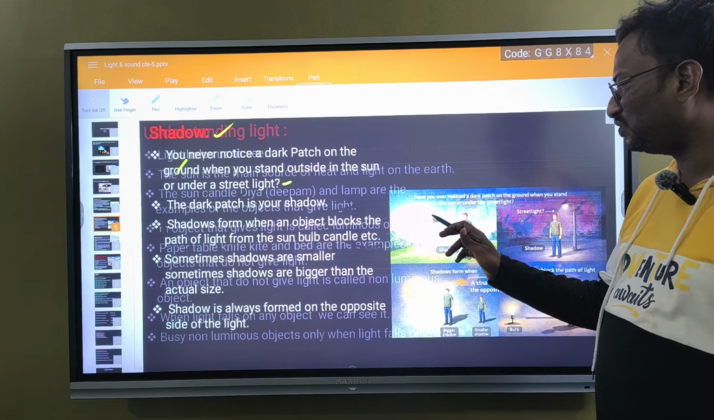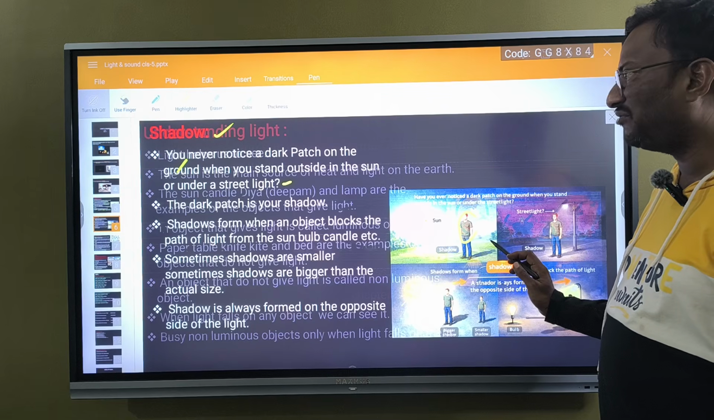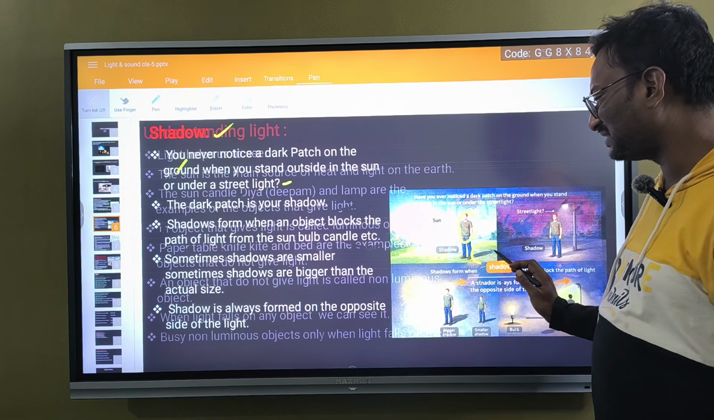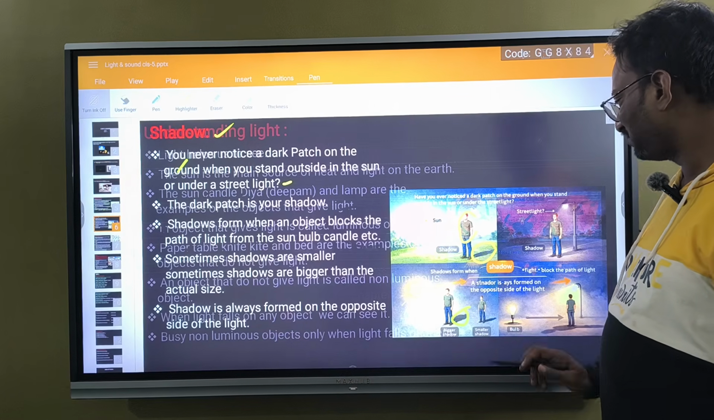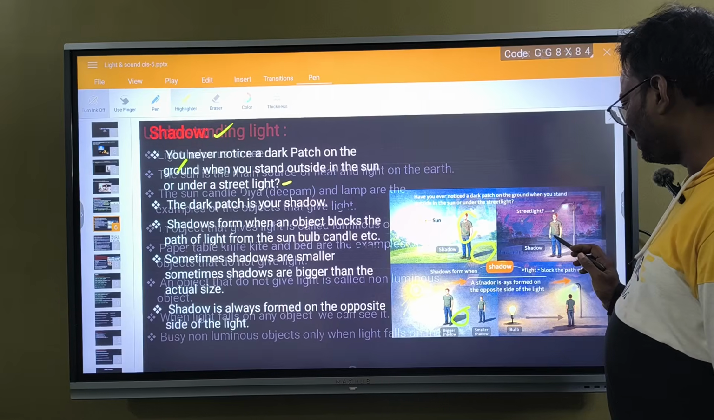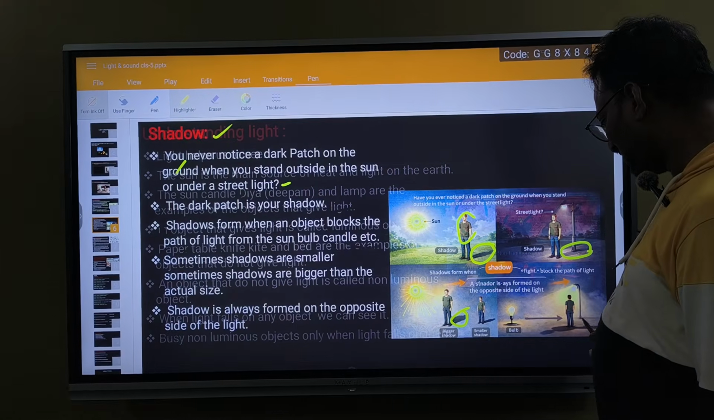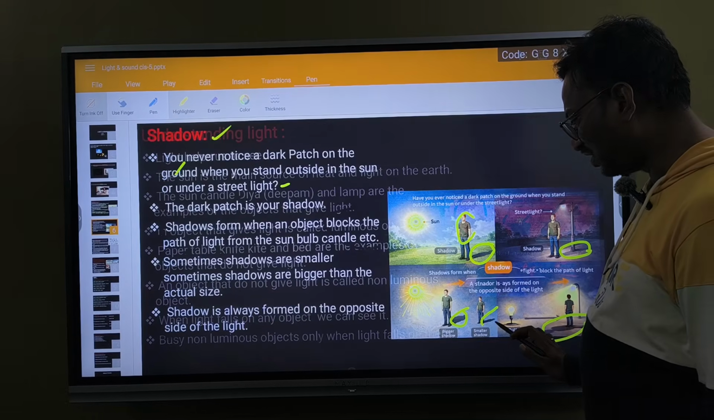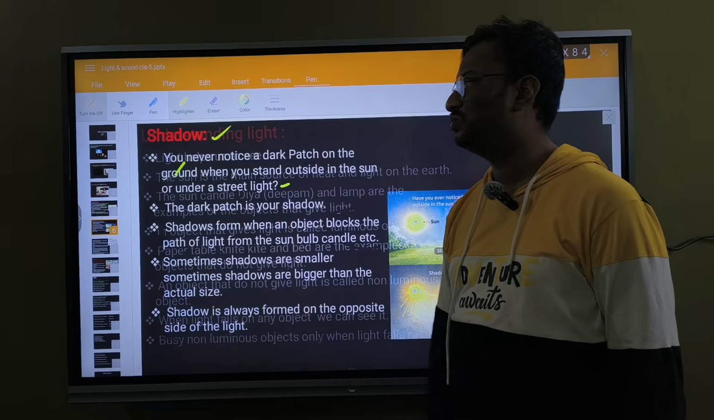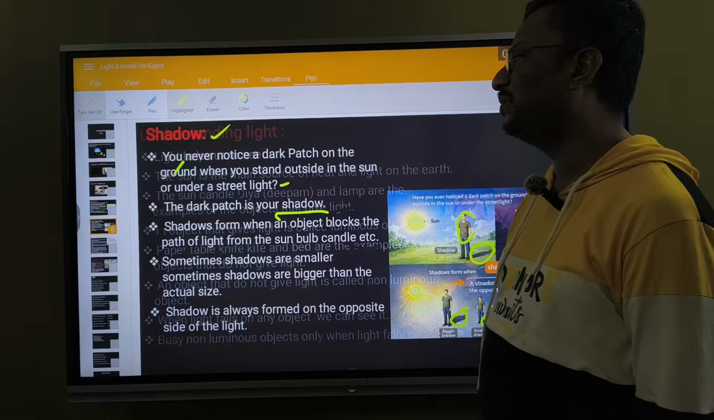See, when you stand outside, there is a person here and some sort of dark patch is formed here. See that. There is a person here and there is a dark patch. What is this dark patch called? This dark patch we call shadow. Right? The dark patch is your shadow.